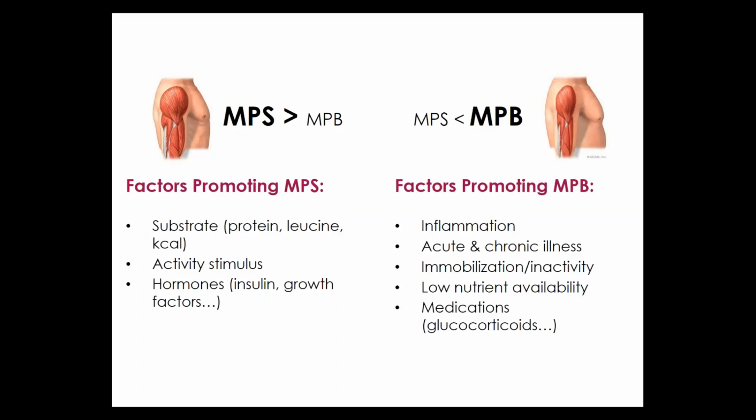Now, in contrast, factors that promote muscle protein breakdown include inflammation, both acute and chronic illness, immobilization or inactivity, low nutrient availability, as well as a number of medications. And as you can see here, when you look at the critically ill, pretty much every one of these factors they are affected by.